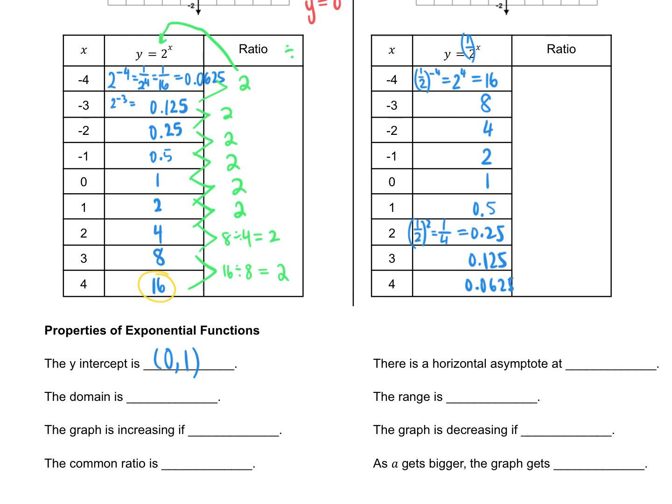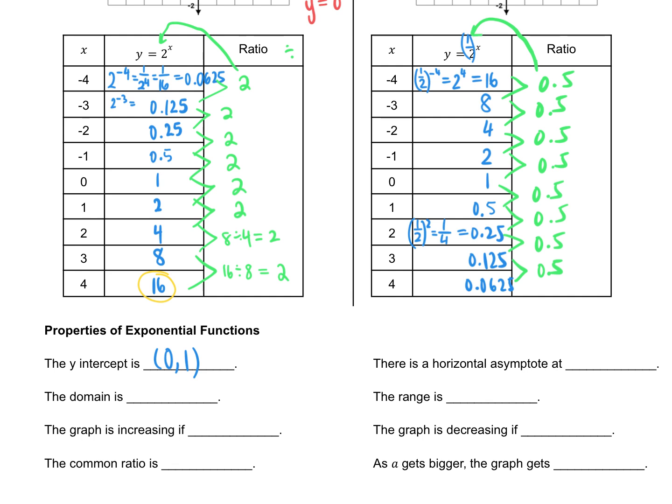Now let me do the ratio. Bottom divided by top. So when I do 0.0625 divided by 0.125, I'm actually going to get 0.5. 0.125 divided by 0.25, half. 0.25 divided by 0.5, half. 0.5 divided by 1, half. 1 divided by 2, half. 2 divided by 4, half. 4 divided by 8, half. And 8 divided by 16, half. And once again, that common ratio matches the base of the exponential function.